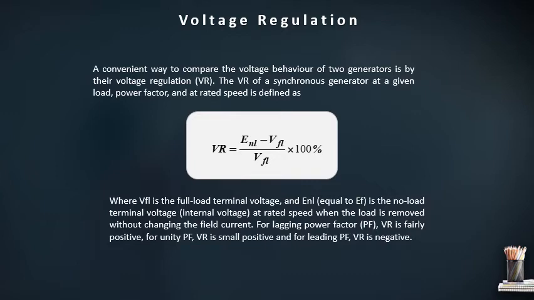So the formula is VR, voltage regulation, equals ENL, the no load voltage, minus VFL, the full load voltage, divided by VFL, the full load voltage, where VFL is the full load voltage and ENL is the no load terminal voltage at the rated speed when the load is removed without changing the field current. For a lagging power factor, the voltage regulation is fairly positive. For a unity power factor, voltage regulation is small positive, and for a leading power factor, the voltage regulation is negative.